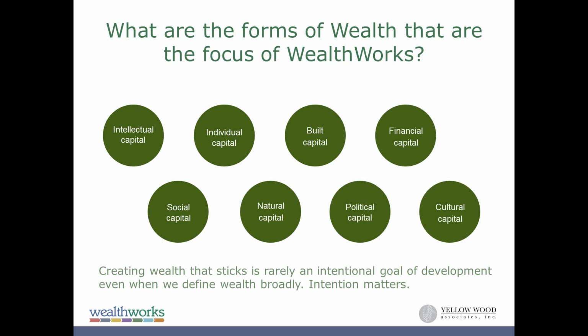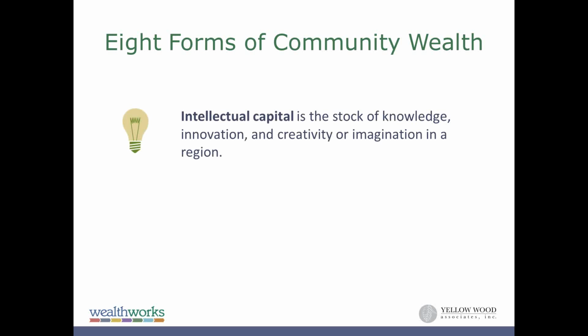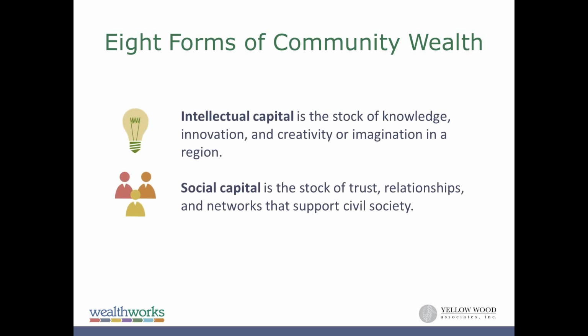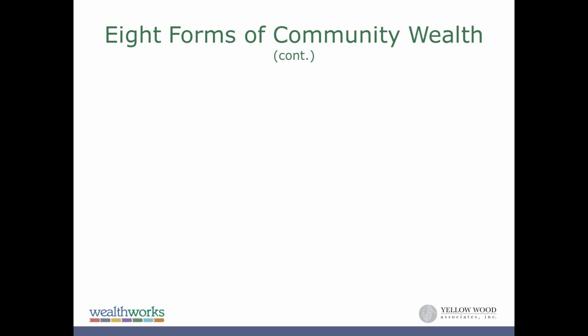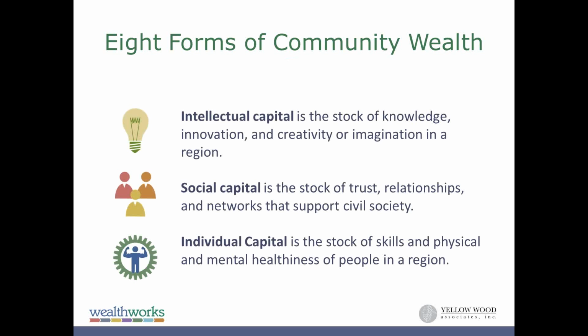So the next slide shows the 8 forms. There's intellectual capital, the stock of knowledge, innovation, and creativity or imagination. And then there's social capital, the stock of trust and relationships and networks that support society. And then the last one on this page is individual capital, which is the stock of skills and health of people in a region. So those 3 are foundational to the other ones, which we'll talk about in a second.